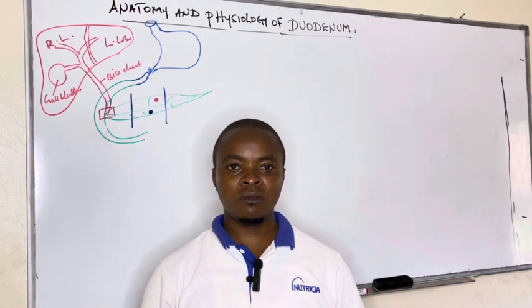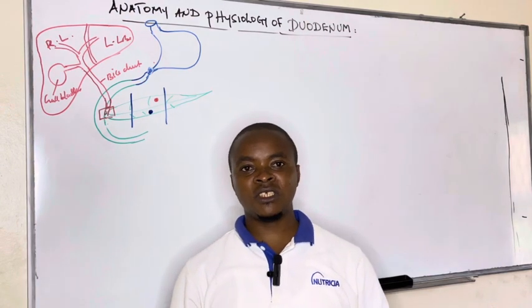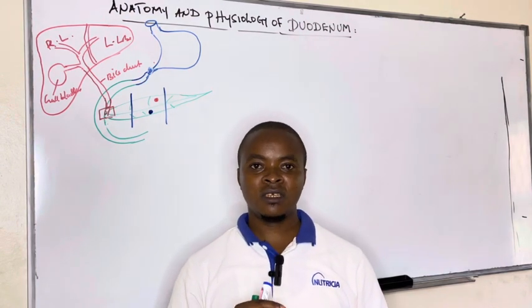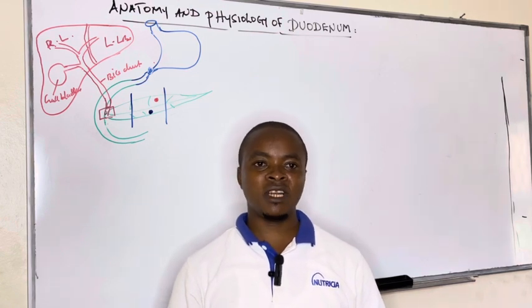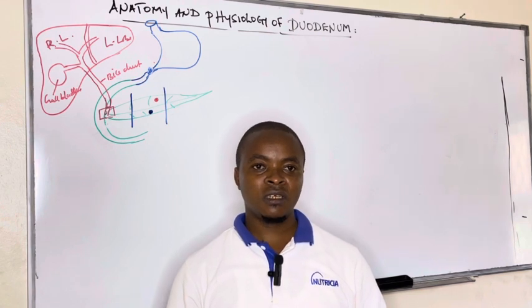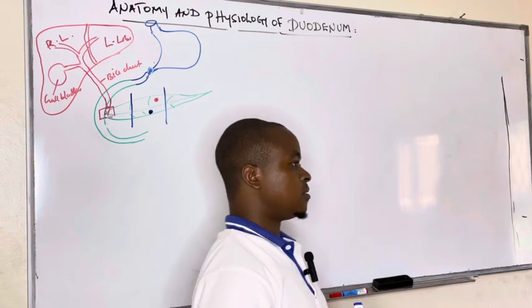This duodenum is supplied by accessory organs of the digestive system, and that is the pancreas and the liver. So we are going to see the interplay of the liver, the duodenum and the pancreas playing a big role. So let us get started.